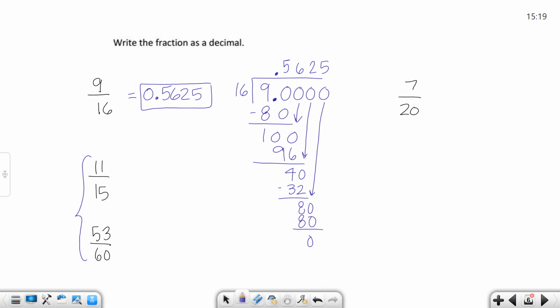Okay, so let's look at our second one, the 20. Okay, so we'll say 20 is our divisor, and it goes into 7. We'll just keep putting zeros out there. Okay, so 20 doesn't go into 7, but it goes into 70, and it goes in 3 times because 3 times 2 is 6, so that would be 60. 20 goes into 100 5 times. And I don't need the rest of that on there. So your answer for this one would just be 0.35.